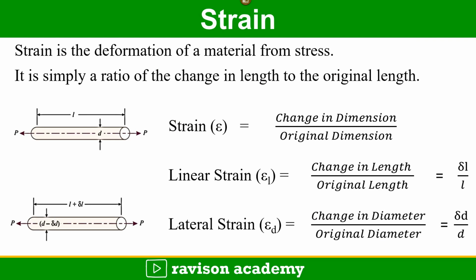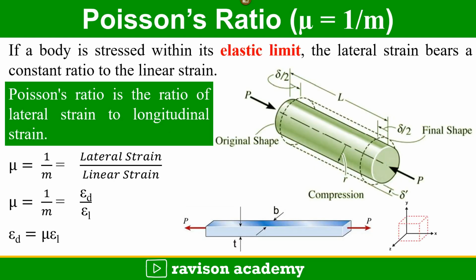Coming to the strain, strain is the deformation of the material from the stress. It is simply the ratio of change in length to the original length. In general we can say strain is the change in dimension by original dimension. In the linear direction, that is across the length, linear strain epsilon 1 is the change in length by original length. In the lateral direction, that is in the diameter, it is the change in diameter by original diameter.